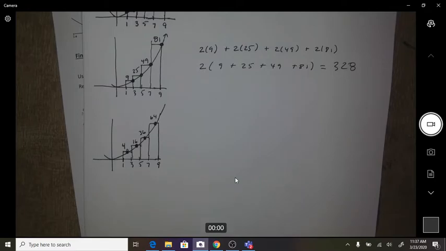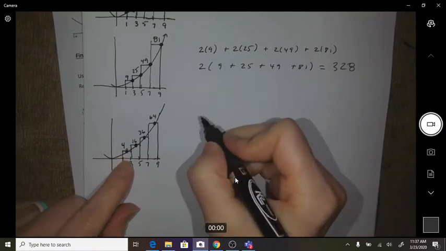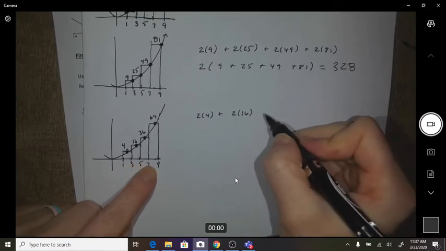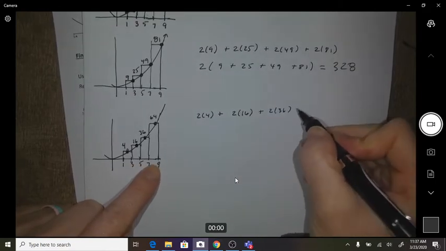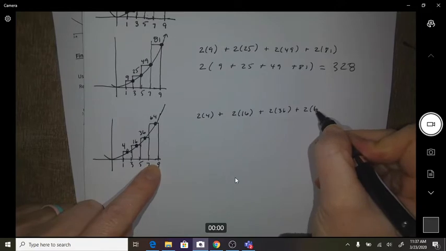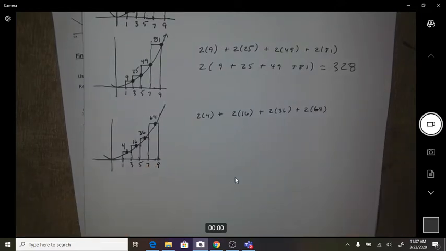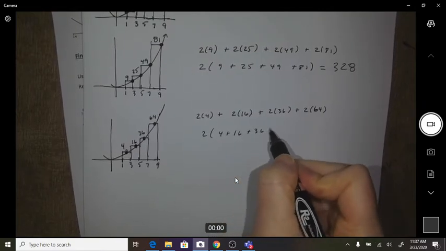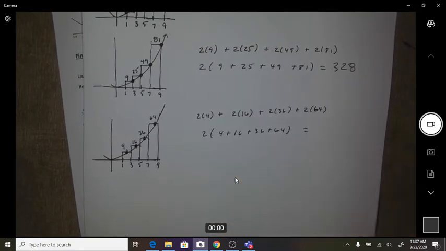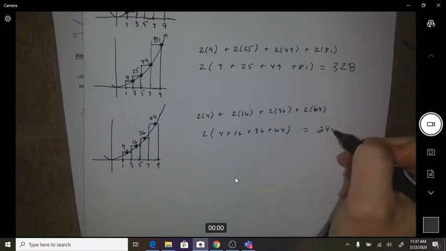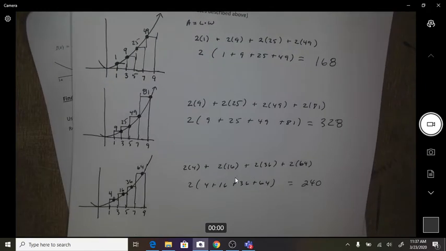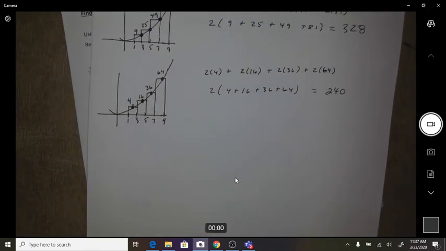Okay, so now you're just doing the same thing. I'm going to do each rectangle. So this rectangle is 2 wide by 4 high. This rectangle is 2 wide by 16 high, 2 wide by 36, and 2 wide by 64. Same shortcut as well if you want to factor out the 2. You'll get a little bit better at that as you go. So 240 is the area on that. So that seems realistic and, compared to my other ones, kind of somewhere in the middle region of that.